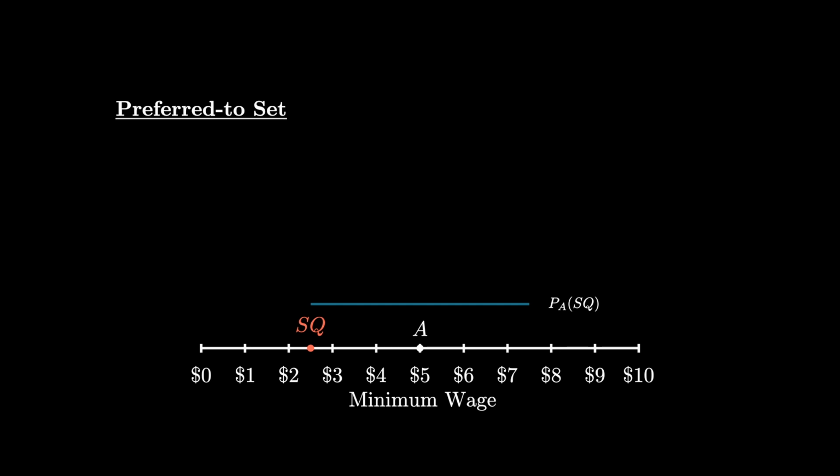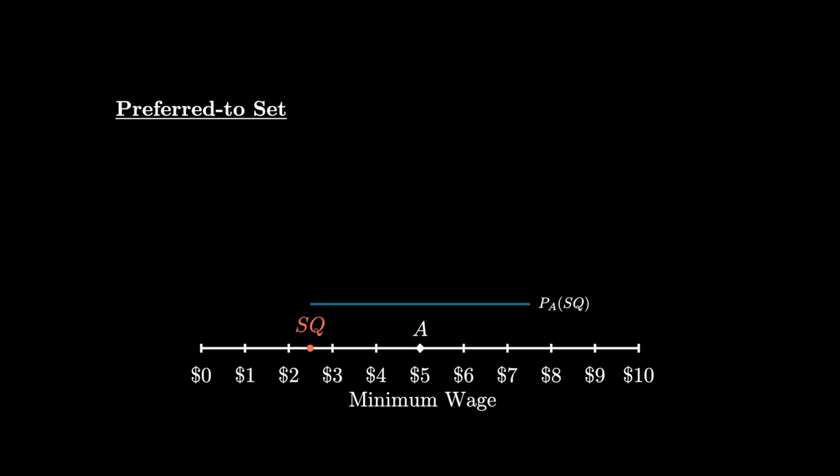We can see how the preferred two-set changes as the status quo changes and the legislator's ideal point changes. It gets bigger when the status quo is farther from the legislator's ideal point, because there's more policies that the legislator likes more than the status quo. And it gets smaller when the status quo is closer to the legislator's ideal point, because there's fewer policies that the legislator likes more than the status quo.